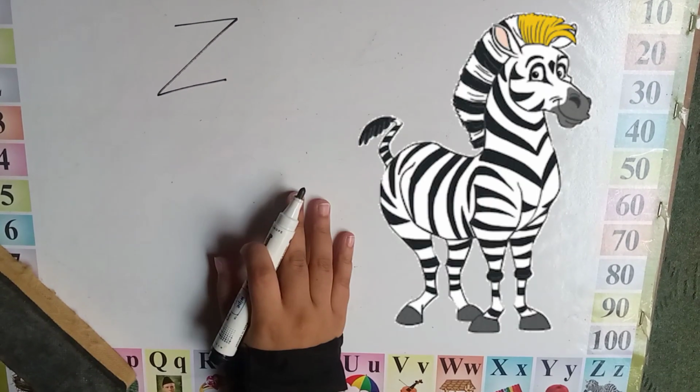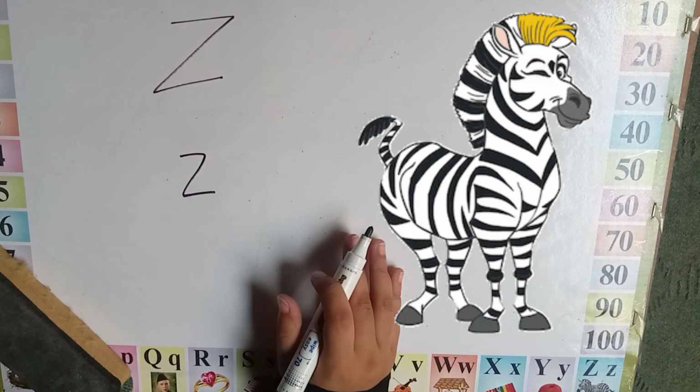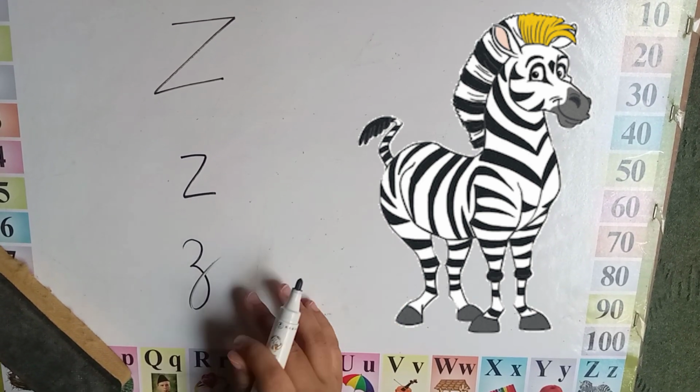Z is for zebra. Z, Z, zebra. Z, Z, zebra.